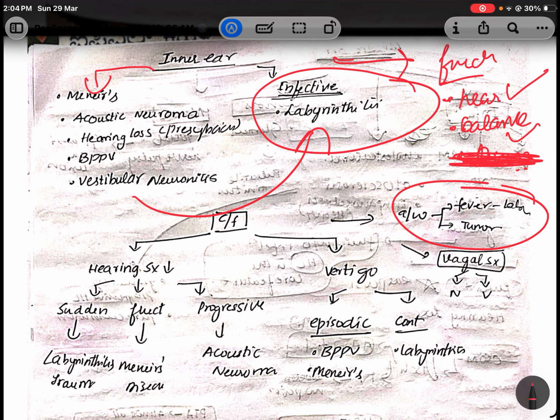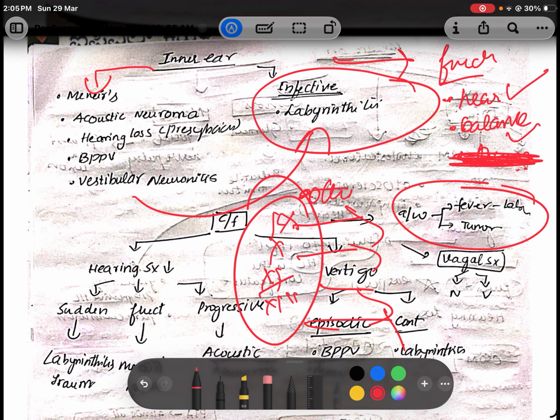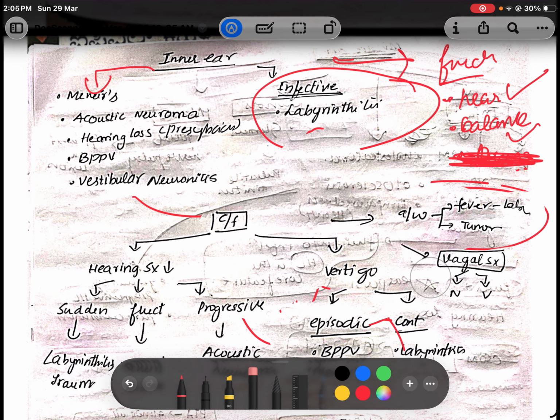Correct? And obviously, since nerves are getting involved in a tumor, obviously we'll also mention any other related nerves which are getting involved, right? 9th, 10th, 11th, 12th. And mention what will happen if you will have a palsy with that. That's it. Got it? And also vagal symptoms. Why will you have vagal symptoms? In a vertigo patient, you might have vagal symptoms.